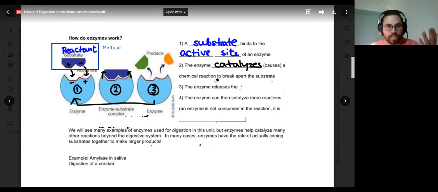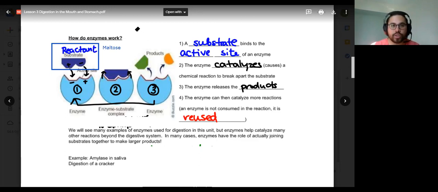So the maltose, which is two single ring sugars bound together by that oxygen, gets broken apart by the enzyme. So the enzyme then releases glucose and fructose, those single ring structures, and those are what's called the products, okay? The products are released into the environment, and now the enzyme is able to catalyze more reactions, more maltose, because the enzyme is not consumed in this reaction. It is reused. It is using a little bit of energy to break apart those maltose molecules, and it breaks them apart into their constituent glucose and fructose, which we can utilize now.